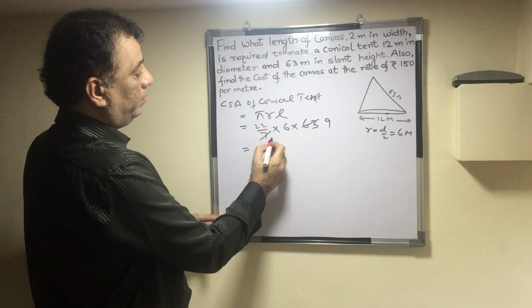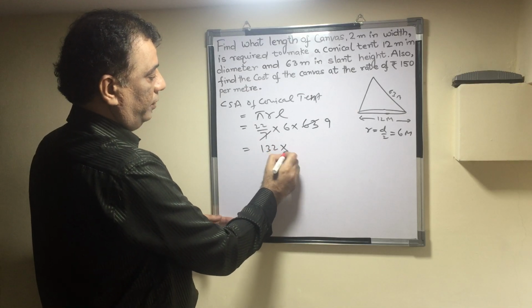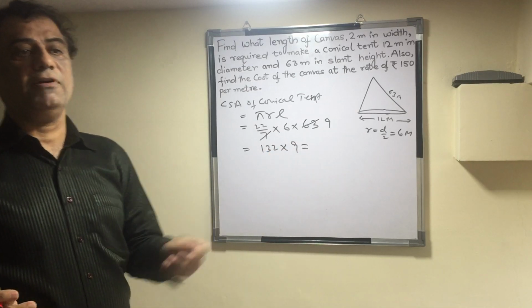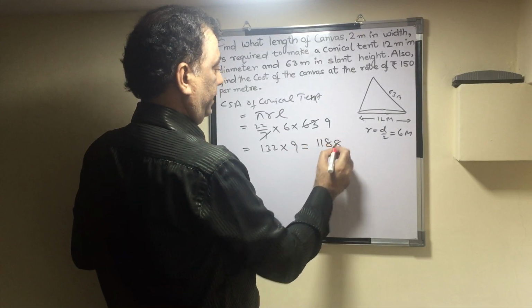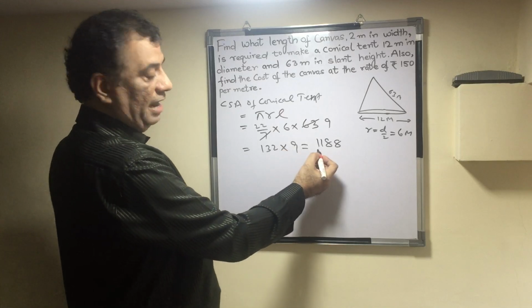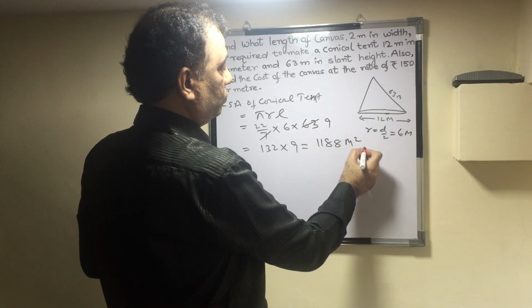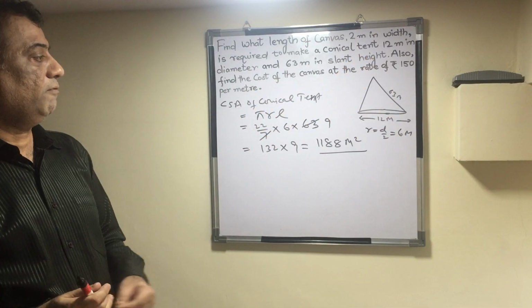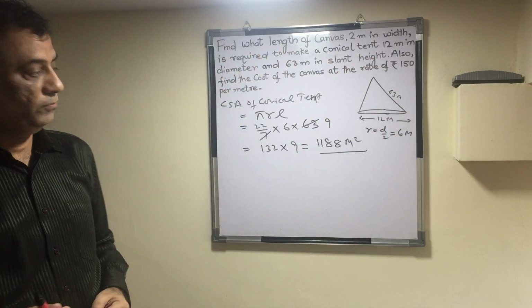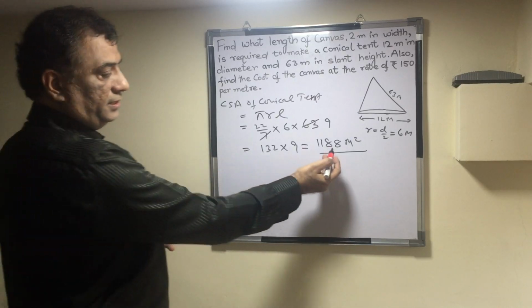If we multiply 22 into 6, that will be 132 into 9. If we multiply 132 into 9, we will get 1188. 1188 meter square is the area of the conical tent which is to be covered with the canvas. So this is the area.